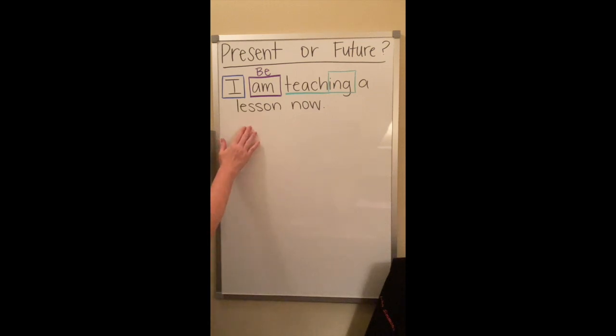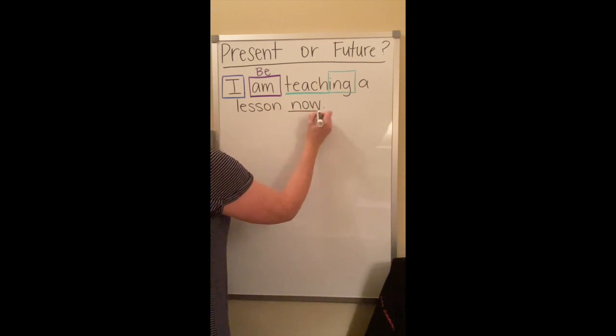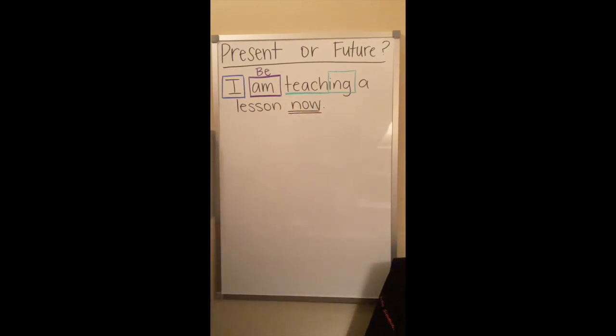Now, is this sentence present or future? There is a key word that you need to notice, and that key word is right here. Now, I've given you the answer in the sentence. This is present tense. This is right now, okay? Let me give you another sentence for example.